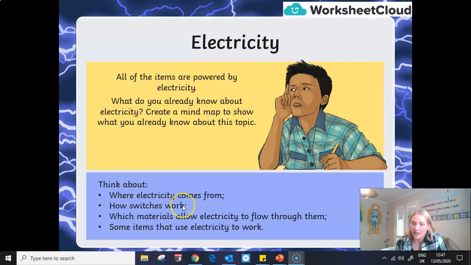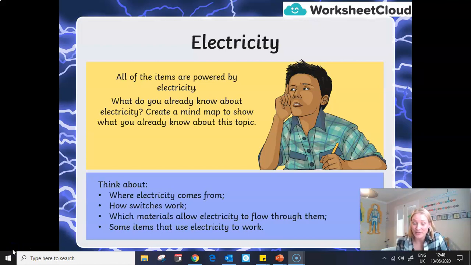Where do you think electricity comes from? How do switches work? What materials allow electricity to flow through them? Tongue twister there. And can you think of some items that use electricity to work? Well, you can't use any of the ones that I put on the previous slide. That's cheating. So pause your video if you would like to and have a little think and see if you can come up with some answers to those prompts.